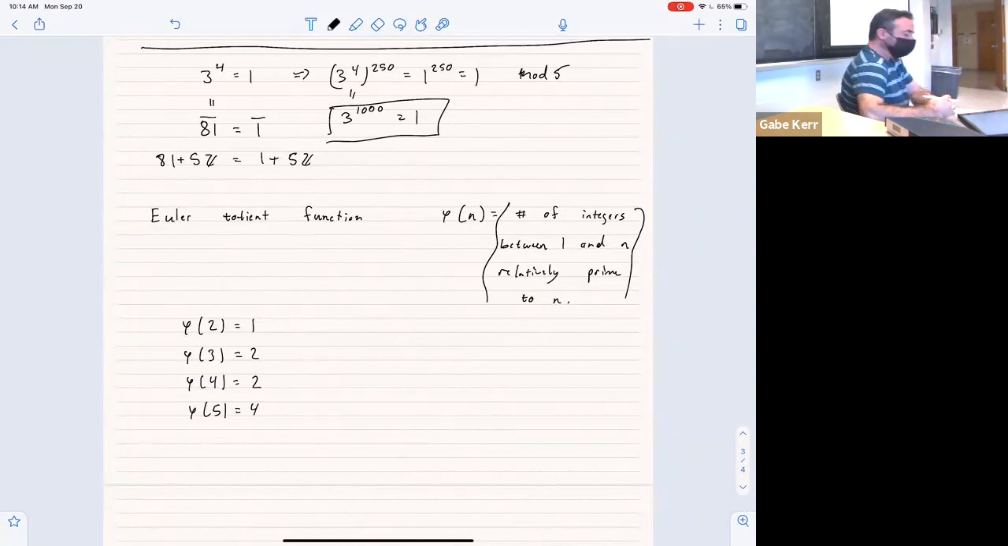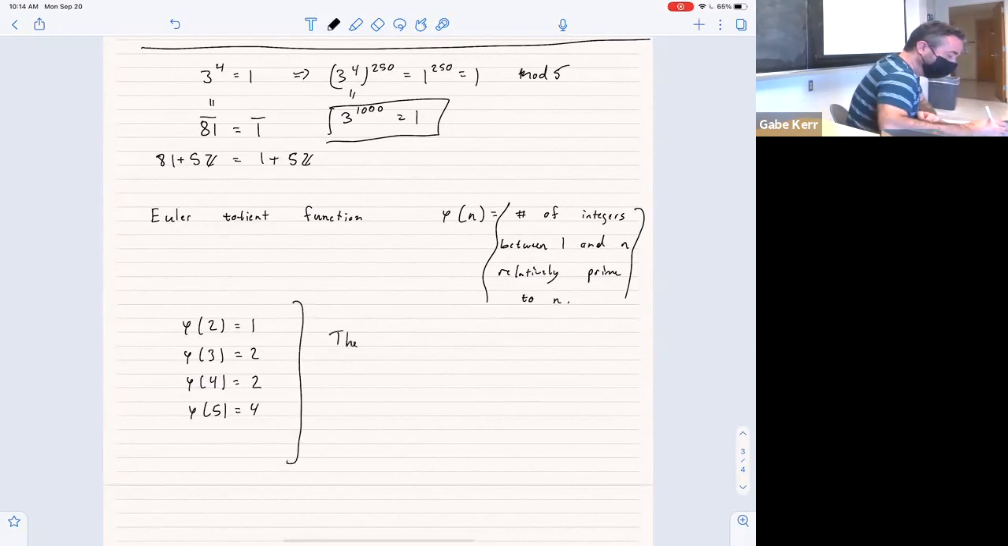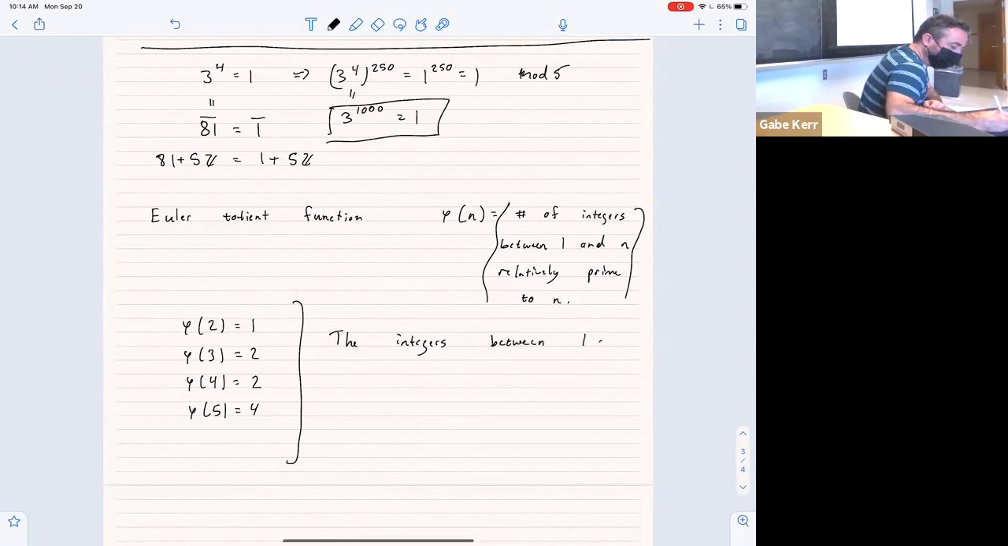Now, these integers between 1 and n that are relatively prime to n are precisely those integers that have a multiplicative inverse mod n. I'll write it. I'll do better. The integers between 1 and n that are relatively prime to n are precisely those integers with a multiplicative unit or multiplicative inverse.